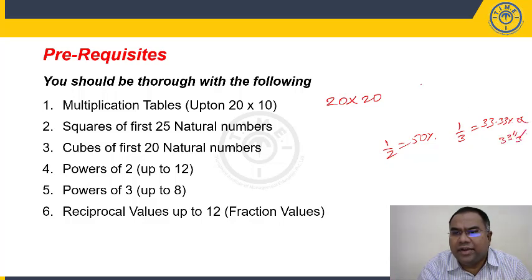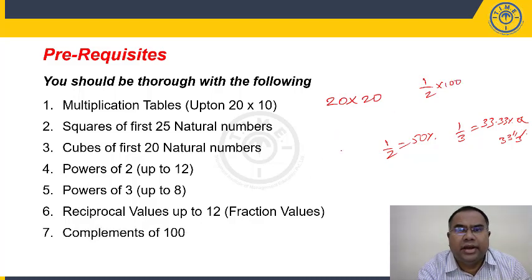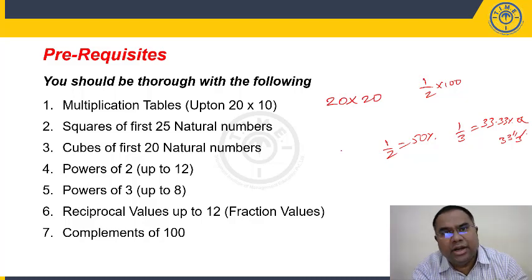How will you convert a fraction into percentage? Simple, multiply by 100. Right, so reciprocal values, that is your fraction values up to 12. Complements of 100, how much we should add to make it to nearest 100? 92. What is the complement of 92? 8. 94, 6, 72, 28, 54, 46, 33, 67. We should be ready. How much we should add to make it to nearest 100?